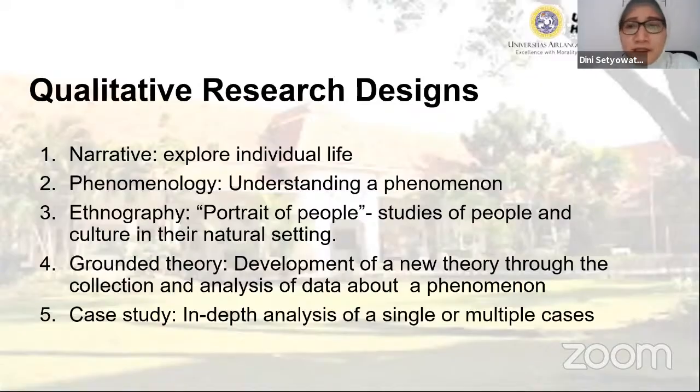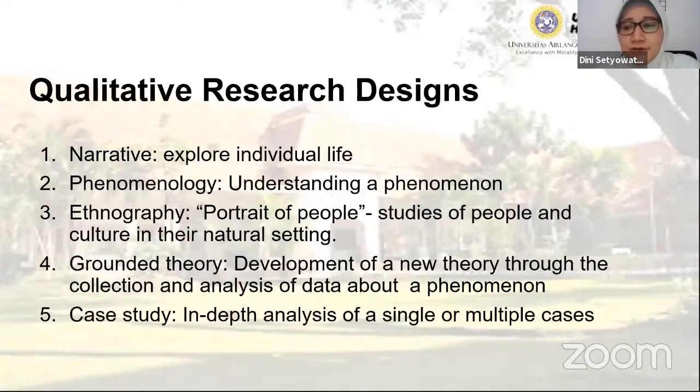When we choose a particular research approach, we should also match it with research design and methods. There are 5 common qualitative research designs. First is narrative, then phenomenology, ethnography, grounded theory, and case study. Basically, narrative is like telling a story about an individual's life. Well, phenomenology studies a phenomenon. It can be an event, a situation, or an experience, or a concept. The purpose is to raise awareness or increase insight or understanding about the phenomenon of interest.